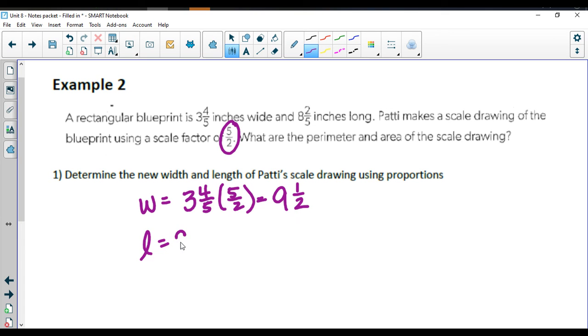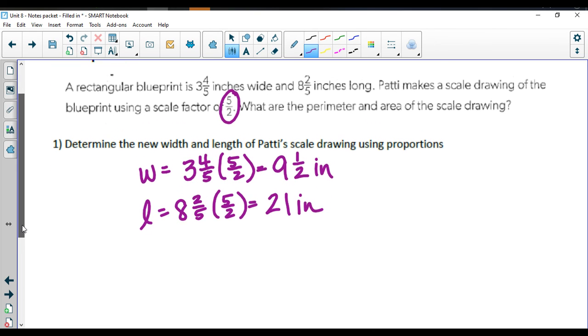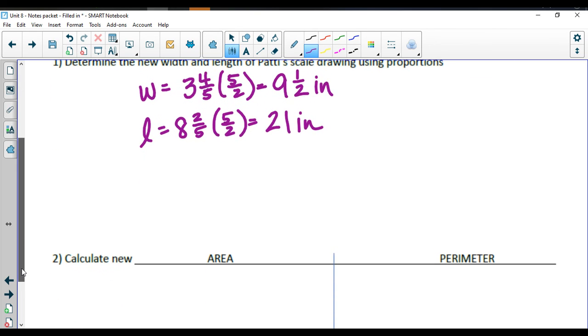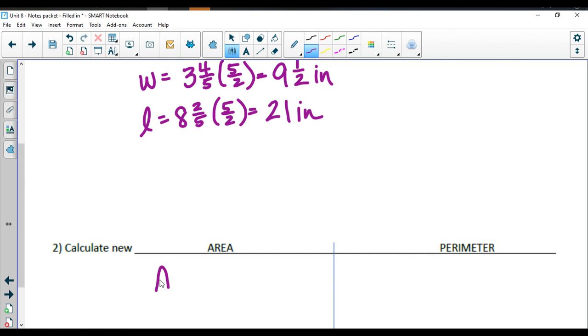And for the length, she said it was 8 2/5 inches long. We're going to use that scale factor of 5/2, and we get 21 for our length. So the new width is 9.5 inches, and the new length is 21 inches. So the second part, we're going to calculate our new area and our new perimeter. Since it's a rectangle, it's just length times width. And the perimeter is 2 times the length plus 2 times the width.